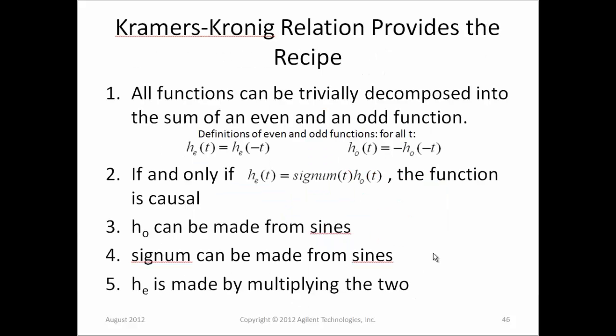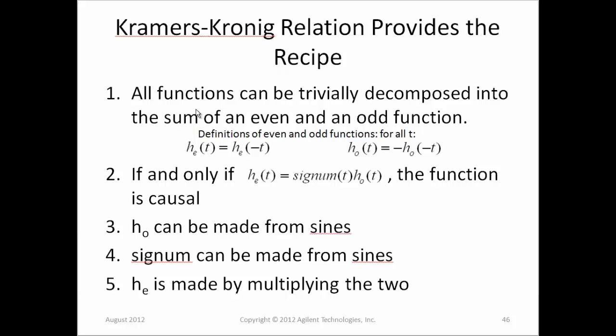Well, it turns out that this seemingly impossible task is not only possible, but there's a specific recipe for doing it. It's called the Kramers-Kronig relationship, and it gives you a recipe to build a causal impulse response out of sine waves and cos waves. And this is the recipe for how we step through it.